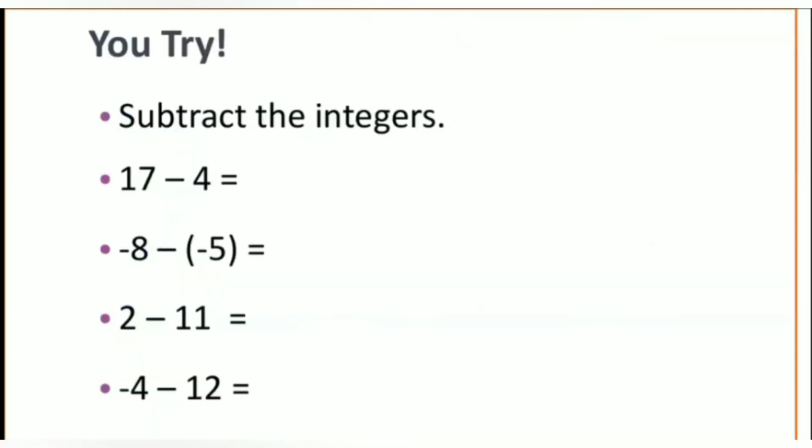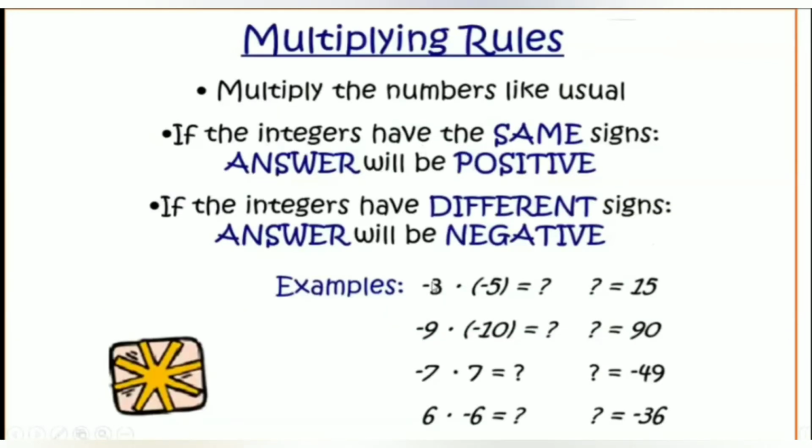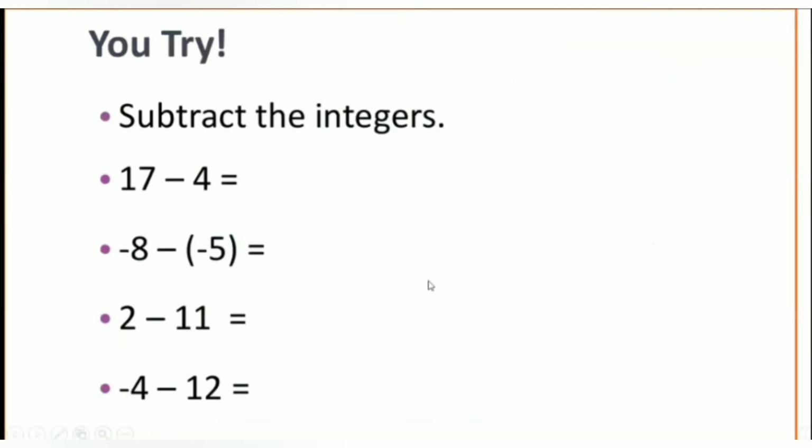Let's have examples. Right, so pause this video, take time to answer, and come back when you're done. So subtract the integers. I hope you have the answer there with you. 17 minus 4. So this is a grade 1 lesson. 17 take away 4, that's 13. Positive 13. Okay? No need to think of any rules here.